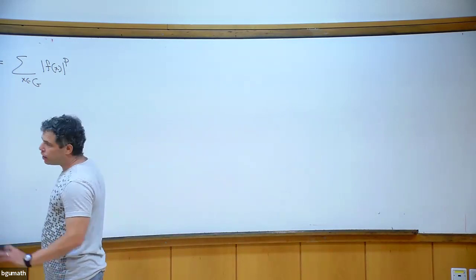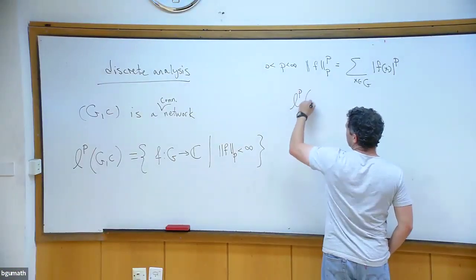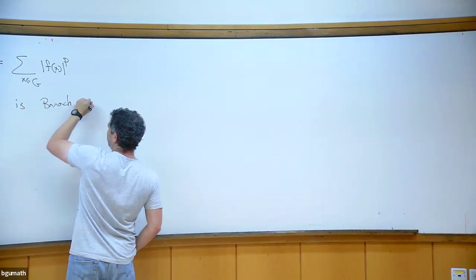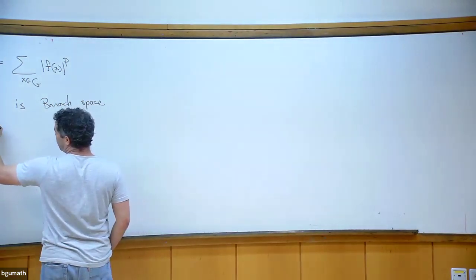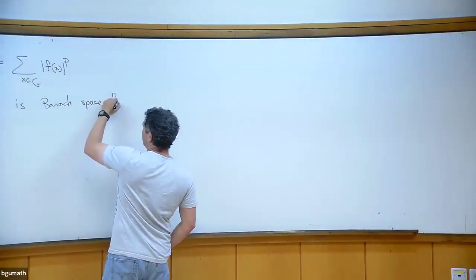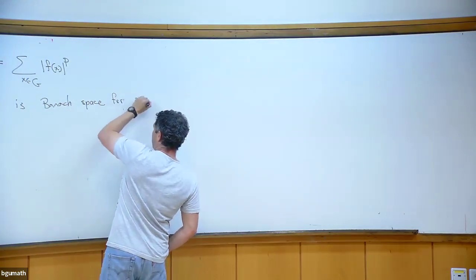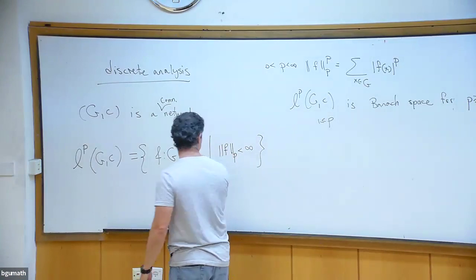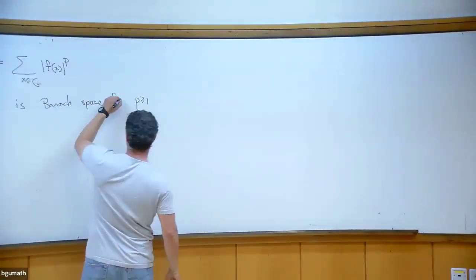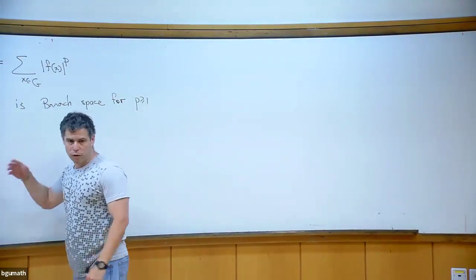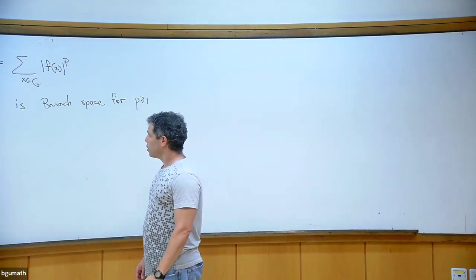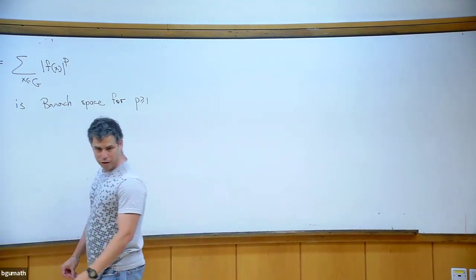So that's the norm, and l^p is a Banach space for p greater or equal than 1. I didn't say what happens at infinity and 0. Banach just means it has a norm and it's a complete metric space; the norm induces a complete metric. That's a Banach space.